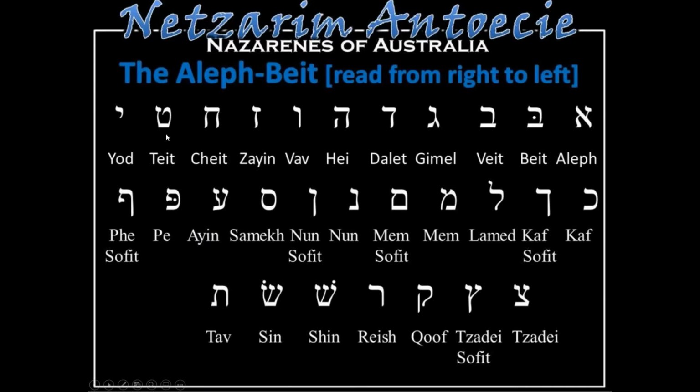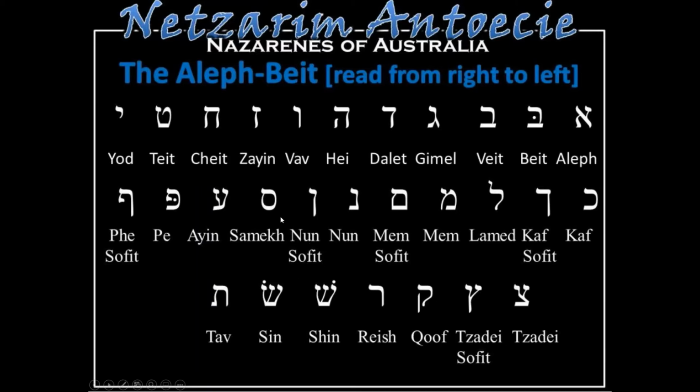It's got that guttural sound. This is a tet, this is a yod, kaf, and this is a kaf at the end of a word, and it's called a kaf sofit. This is a lamed, this is a mem, and this is a mem at the end of a word, it's called a mem sofit. This is a nun, and this is a nun at the end of a word called a nun sofit.